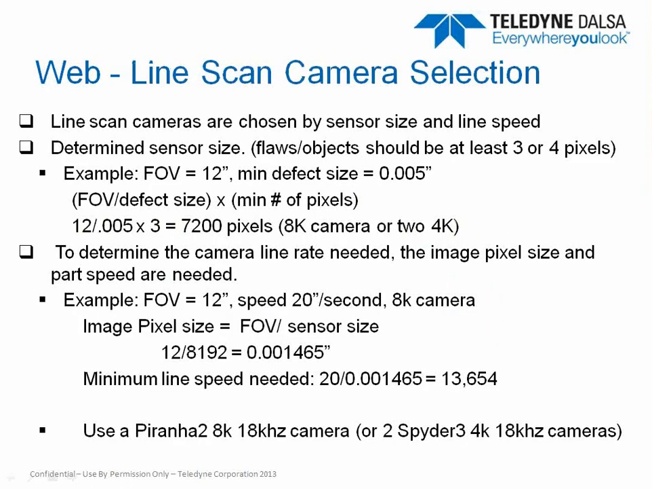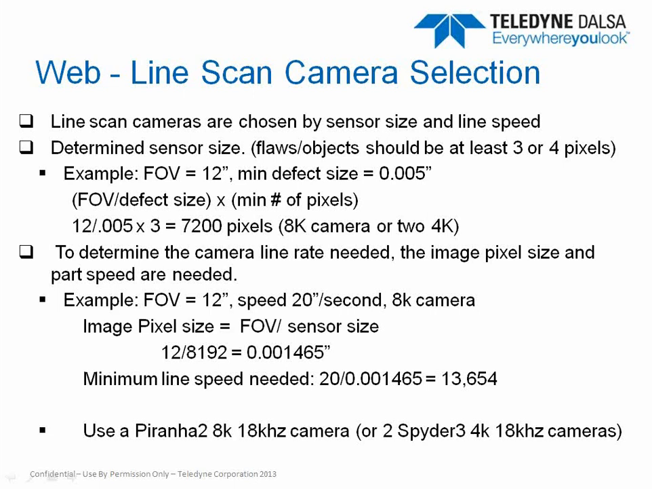So if you do a line scan, how do you select the line scan camera? Again, if you're doing the flaw objects, you should at least be 3 to 4 pixels for the minimum size of the flaw. So again, if we take the same example as before, we take a 12-inch field of view. The minimum defect size is 5/1000ths of an inch. So if you do the math, you take the field of view 12 divided by 5/1000 times 3 pixels, you get 7,200 pixels. So you could either use an 8K camera or a 4K or two 4K cameras tied together.